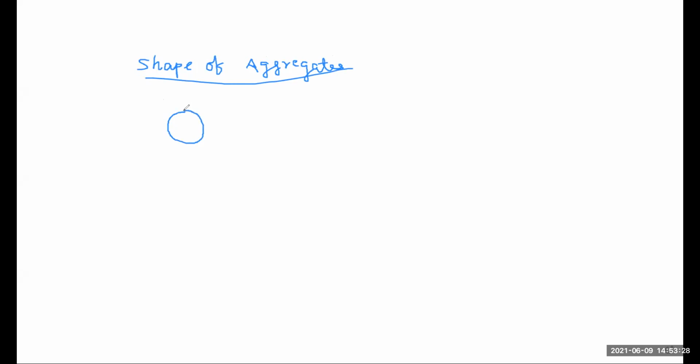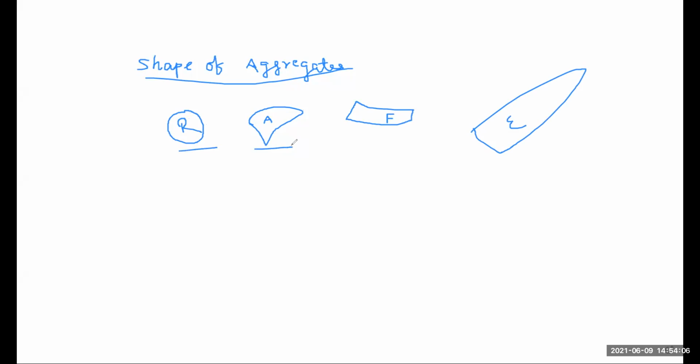This is rounded shape. This one is your angular. This one is your flaky aggregate. This one is your elongated aggregate. This is your flaky aggregate. This is your angular aggregate. This is your rounded aggregate. So I think I discussed rounded aggregate and angular aggregate.